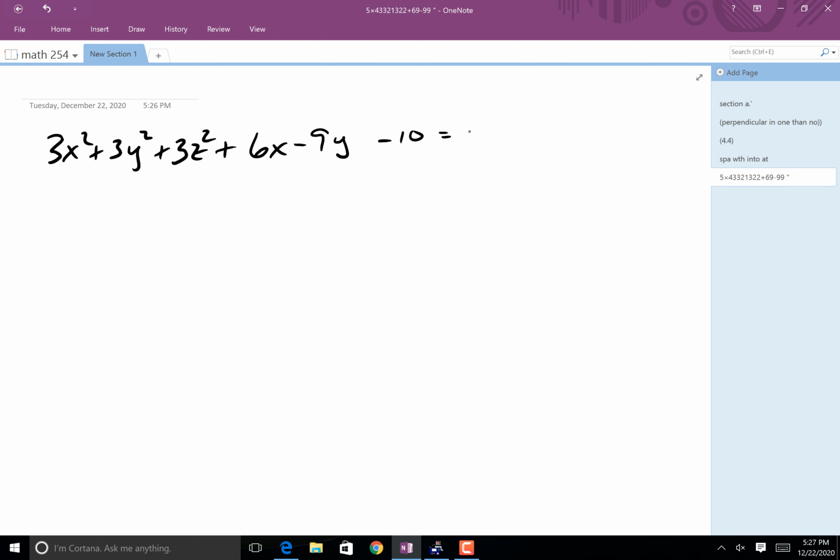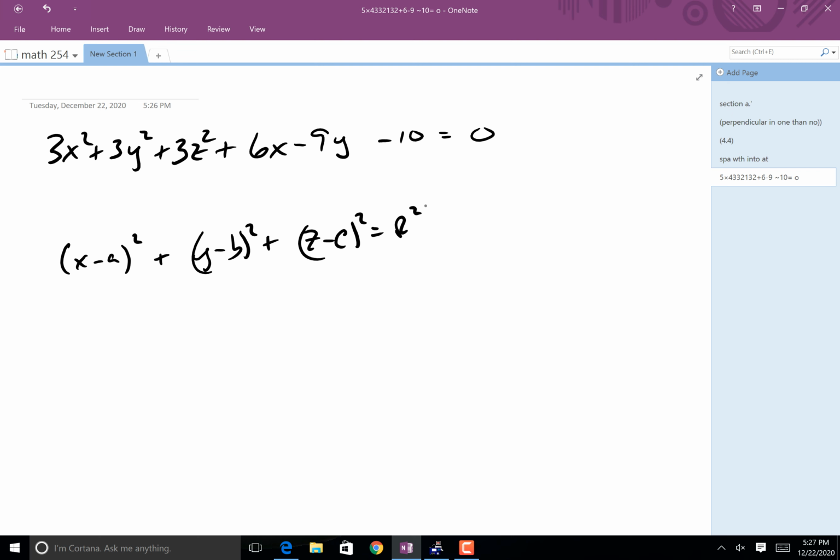Minus 10 equals 0. Can you put this into standard form of a sphere, Jay? Well, I'd love to. So standard form of a sphere would be something like this: x minus a squared plus y minus b squared plus z minus c squared equals r squared. And that's what I like to do.